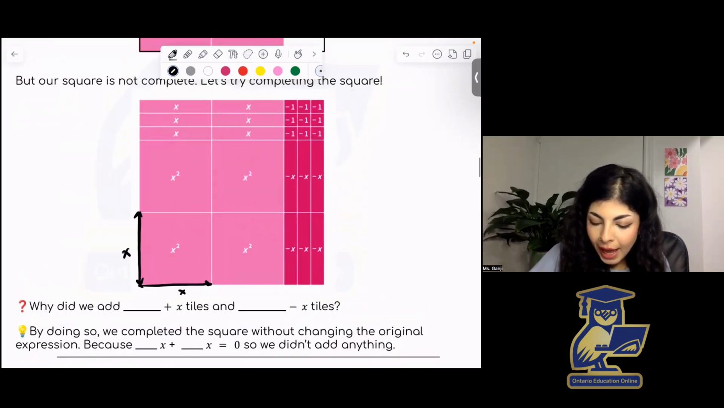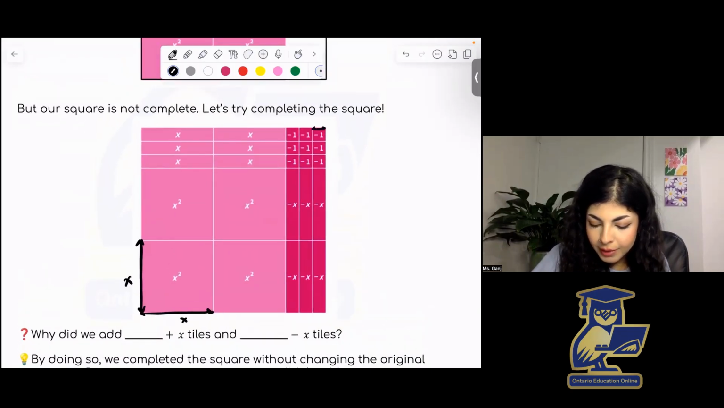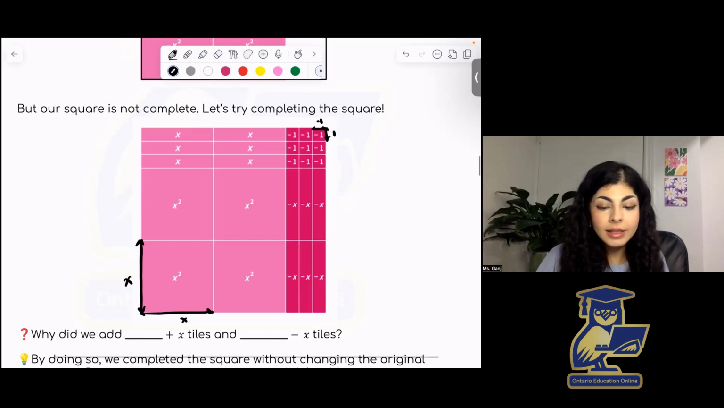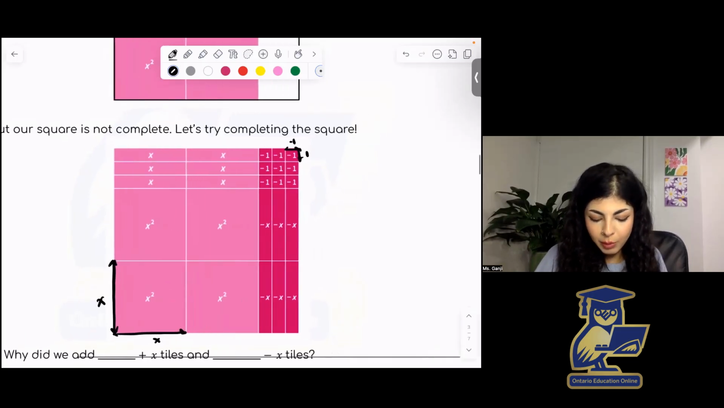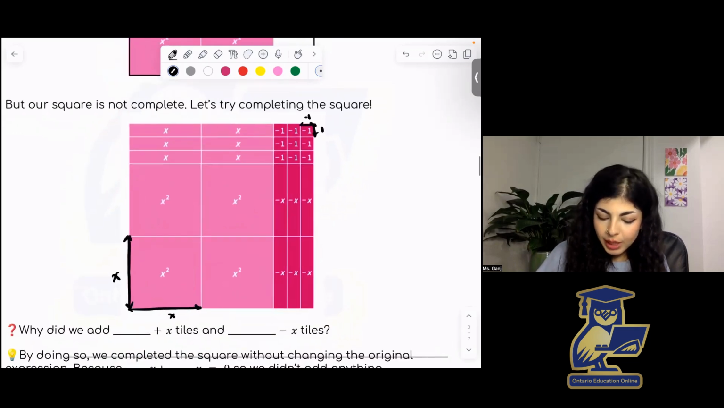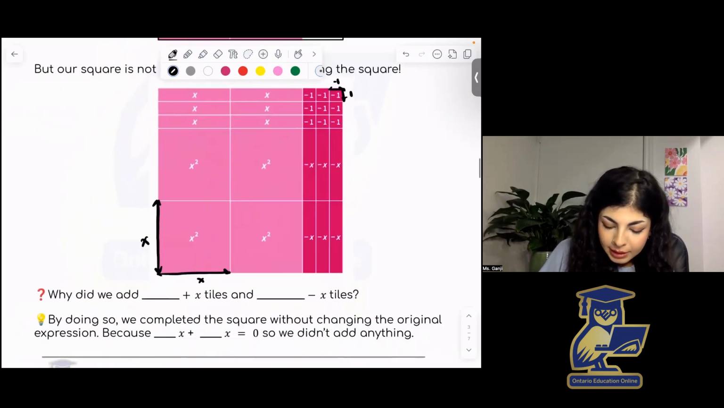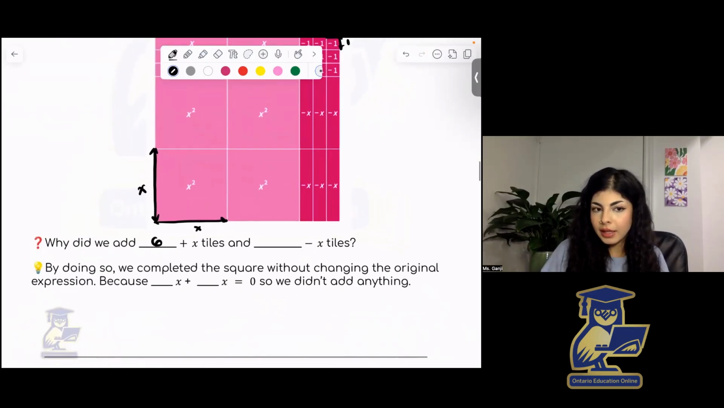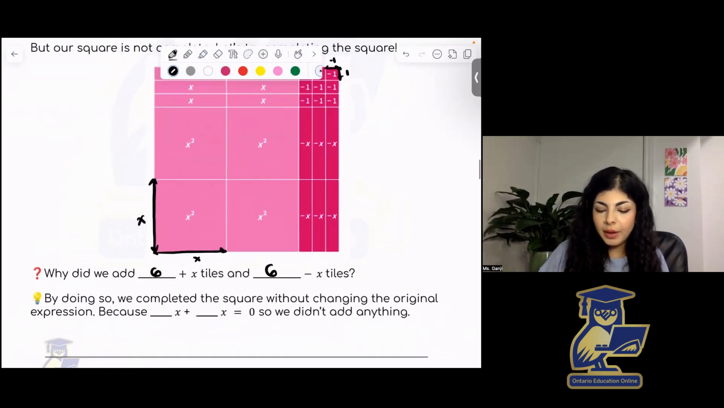And here I had -1 and 1. So these tiles here have become 6 of the negative x tiles, and we have 6 of the positive ones. But why did we add 6 of the positive x tiles and 6 of the negative x tiles? What do you think?